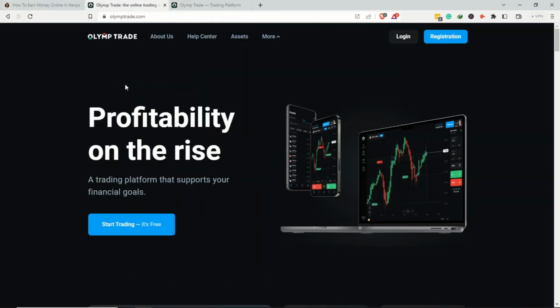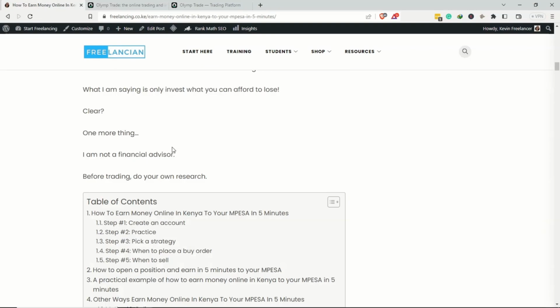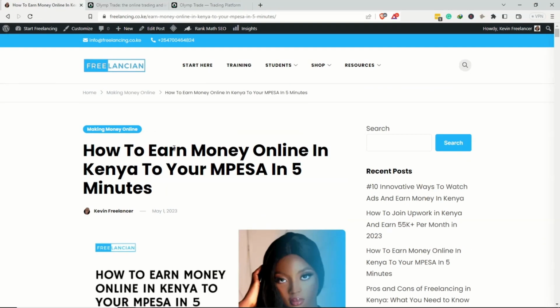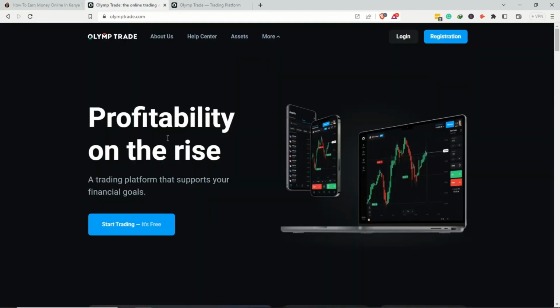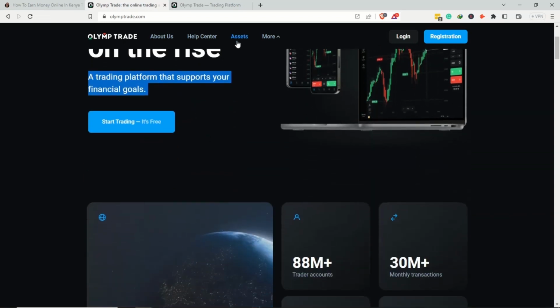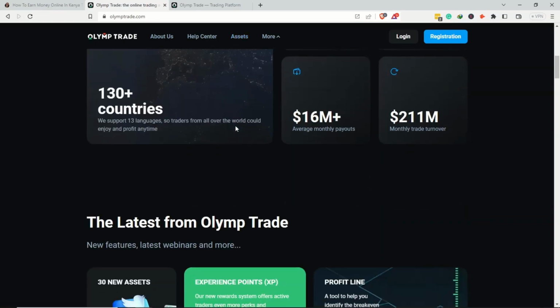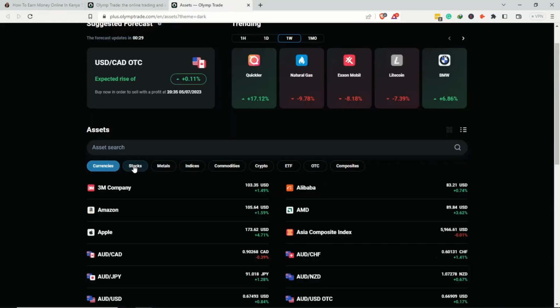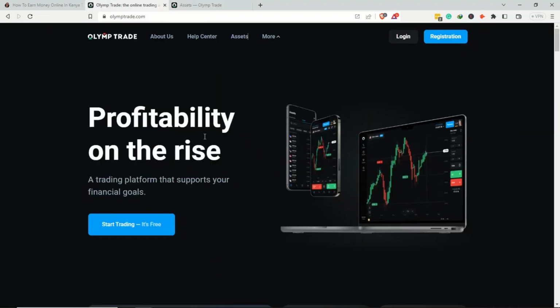The platform that we'll be using to show you how to earn money online in Kenya and withdraw to your M-PESA in 5 minutes is Olymp Trade. So what is Olymp Trade? From its name you can learn, it's a trading platform that allows you to trade a lot of assets. So what assets can you trade on the platform? We have currencies, stocks, metals, indices, commodities, crypto, ETF, OTC, and composite. These are the assets that you can trade inside the platform.